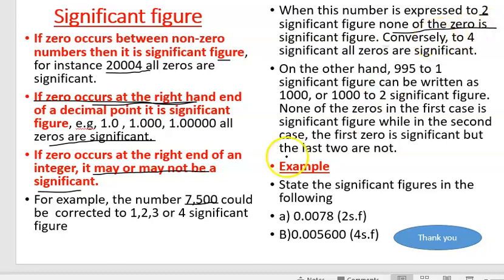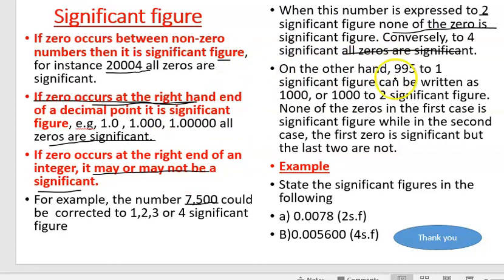But at the same time, if this number, 7,500, is expressed to four significant figures, all the zeros then become significant. So it depends on how many significant figures are stated for those zeros to the right of the integer. There are times when those zeros are not significant, and there are times when they are significant.